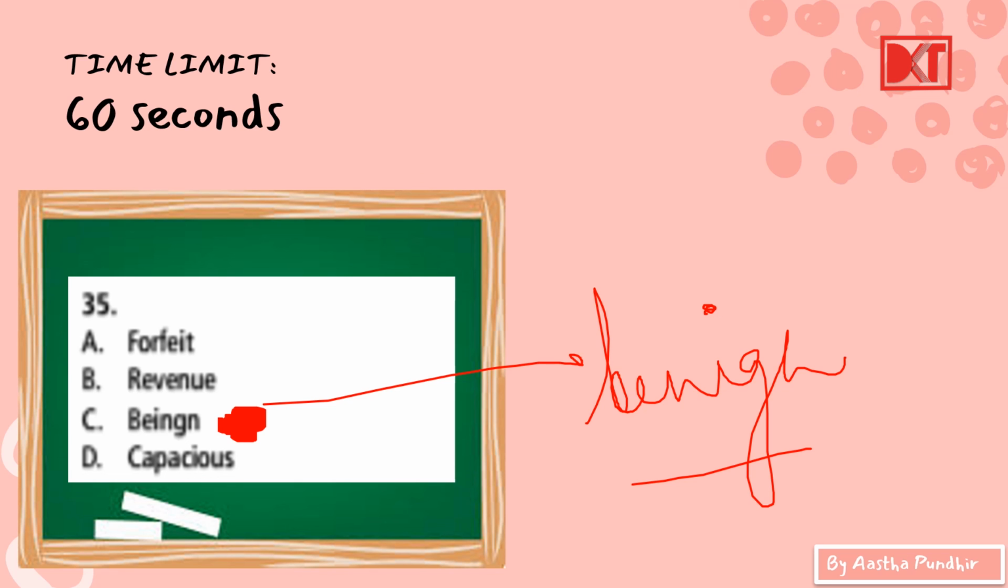Right. Then we have forfeit. Forfeit is like giving up something, or when we say that the money has been forfeited, which means that money that you have given will not be given back to you. It has been taken and will not be given back to you. Okay. And then we have capacious. Capacious actually means something which is very roomy, has a lot of space. All right. So with this, we finish off with all the questions on spellings.